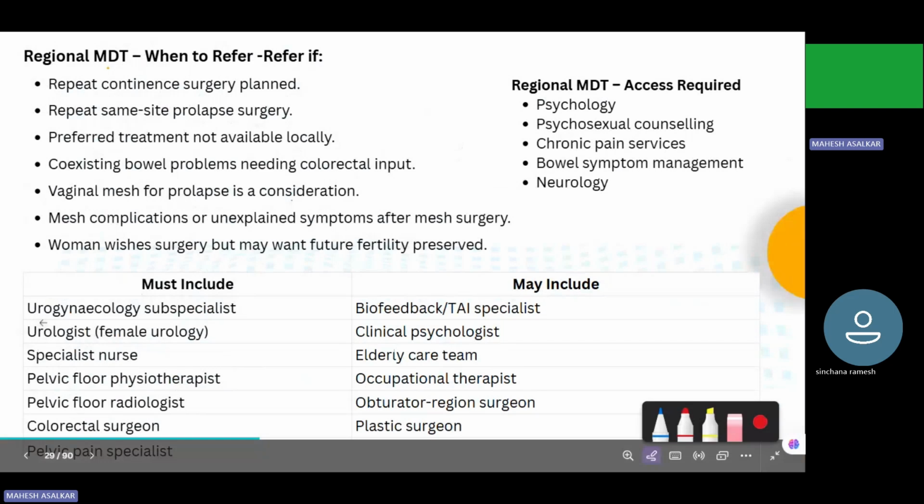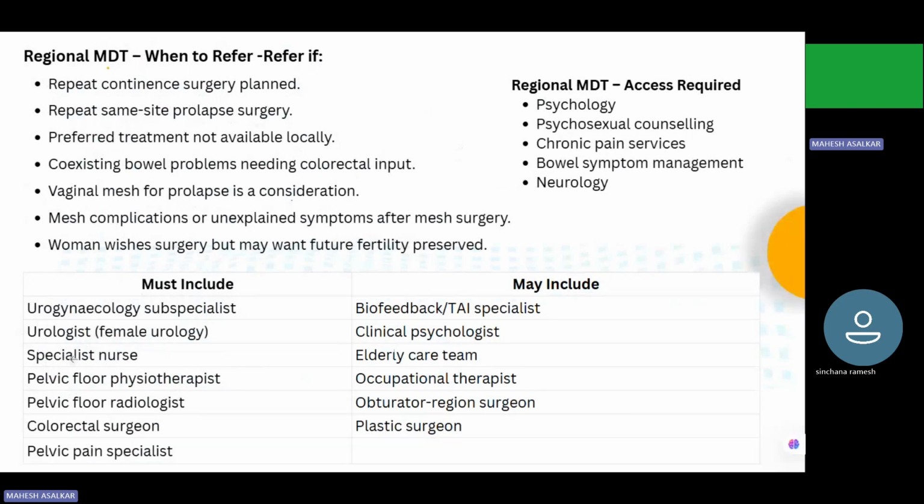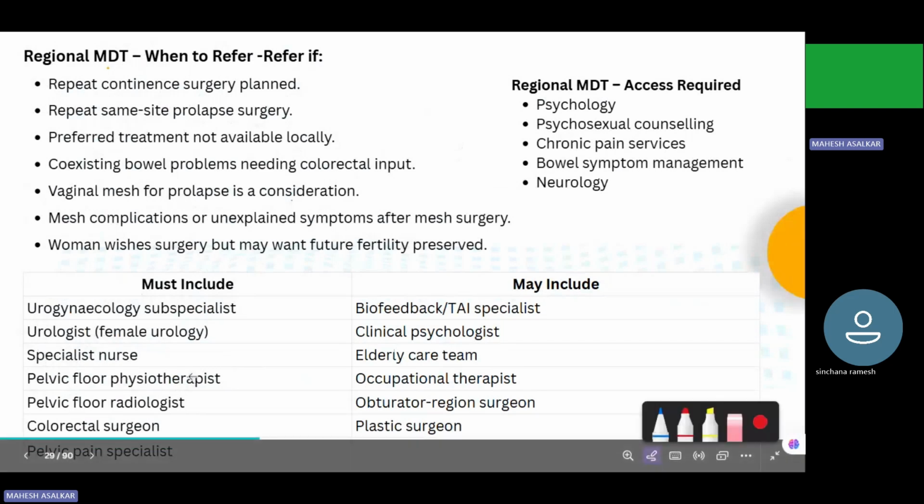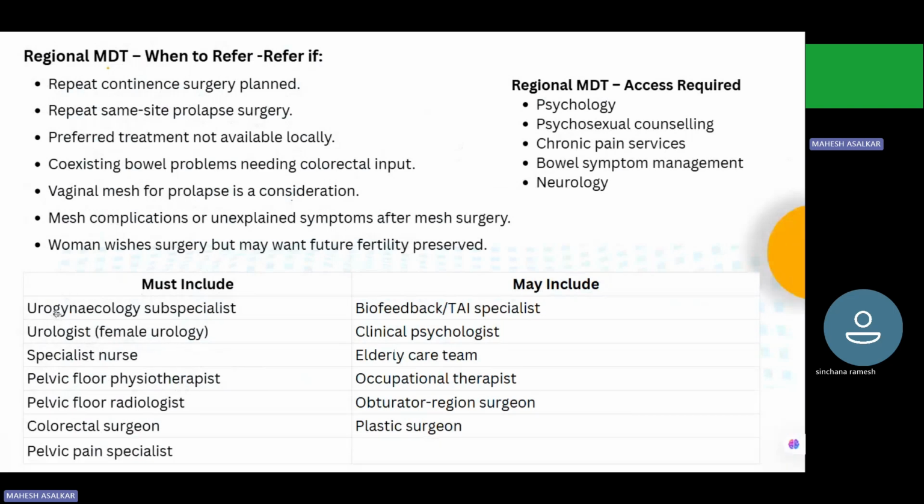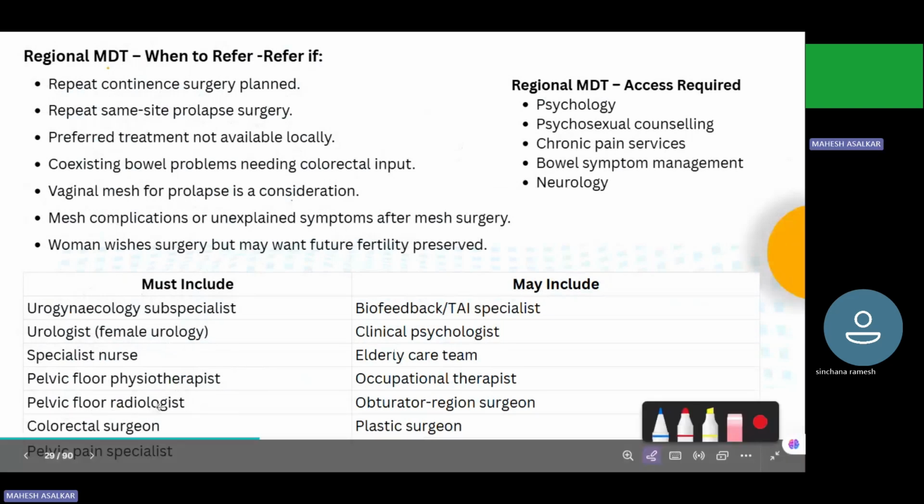So there were two consultants there, and a specialist nurse and a pelvic floor physio. These are common things. But here there is a little difference. There has to be one urologist and one urogynecology subspecialist. Okay. Then a pelvic floor radiologist.